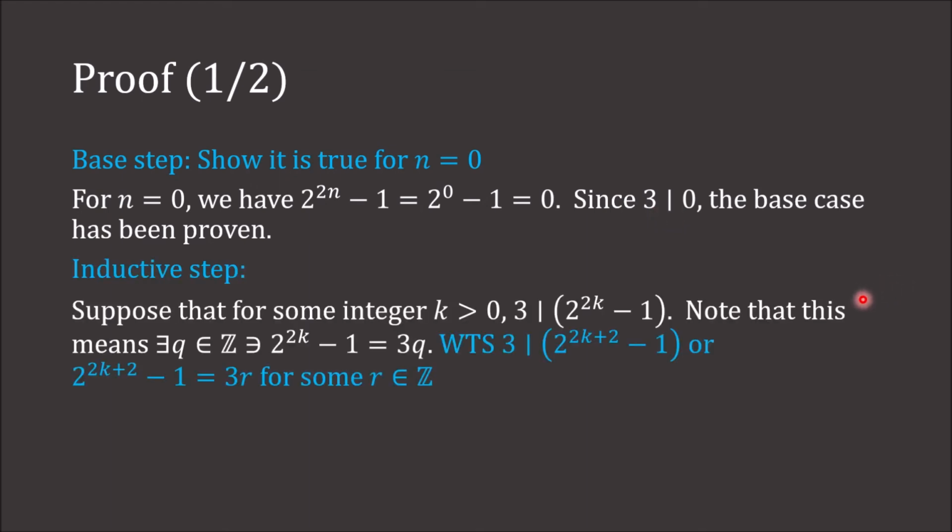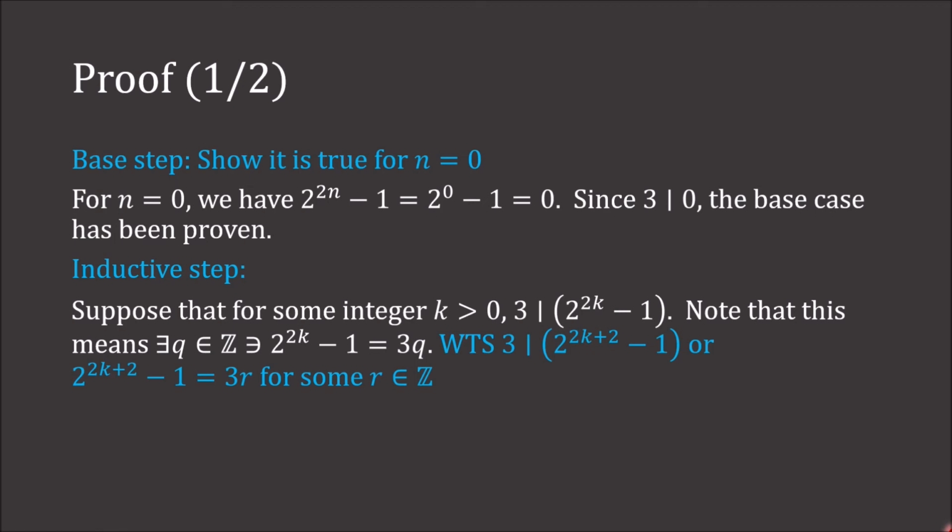So now the inductive step is: suppose that for some integer k greater than or equal to 0, 3 divides 2^(2k) minus 1. Note that this means that there must be some integer q such that 2^(2k) minus 1 is equal to 3q. We want to show that 3 divides the next case.